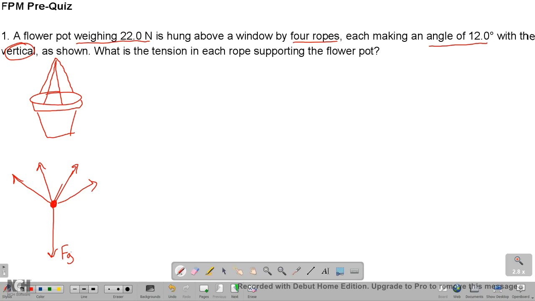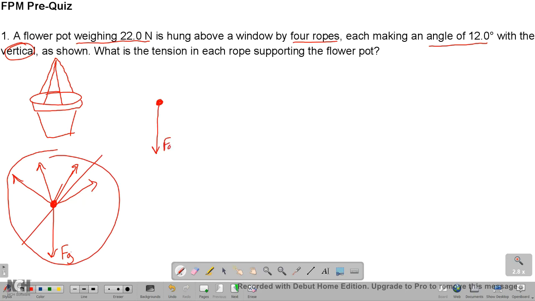We would rather just look at one rope. So instead of drawing it like this, let's redraw it with just one of those ropes. This is Fg right here. And then we'll just go like this, and we'll label this 4Ft instead of just 1Ft, because all of the ropes make the same angle with the vertical. So now we can make our triangle here, and then we can label these sides.